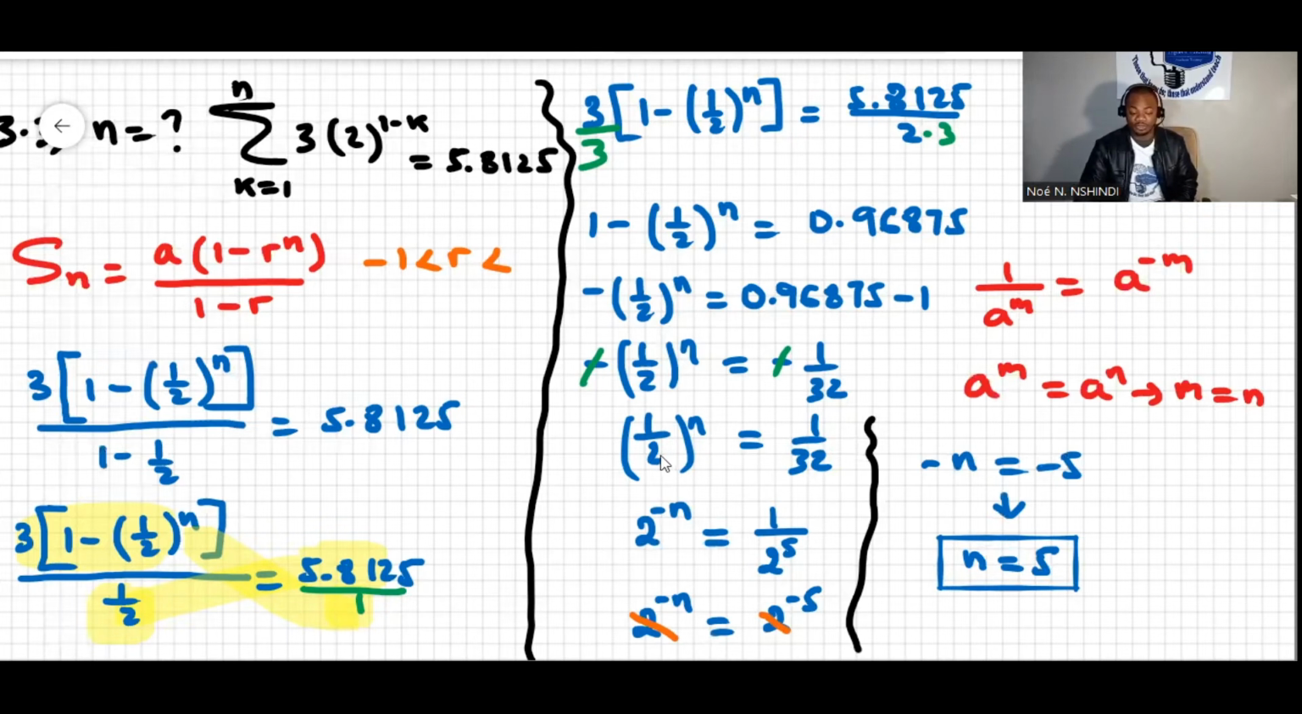Someone else may also use logs here to work it out, but I prefer to use the law of exponents to calculate the value of n.